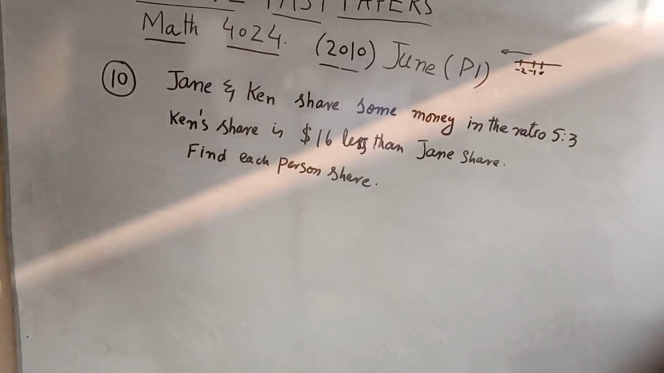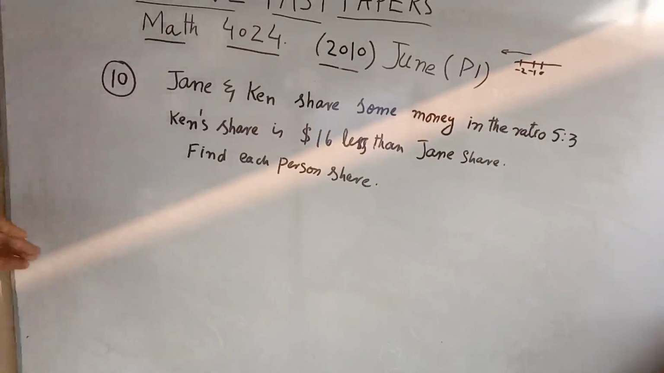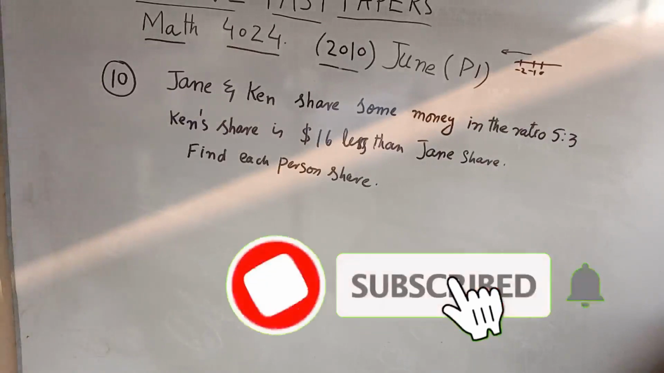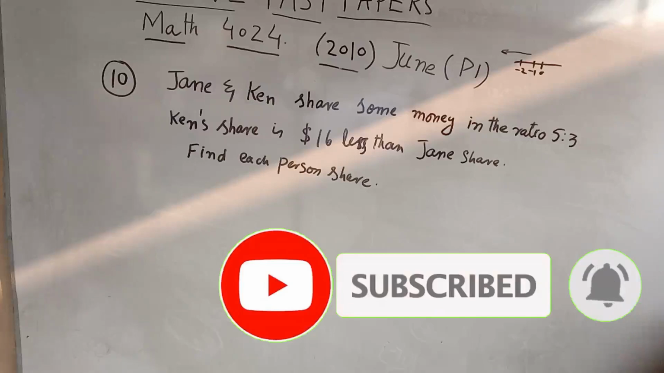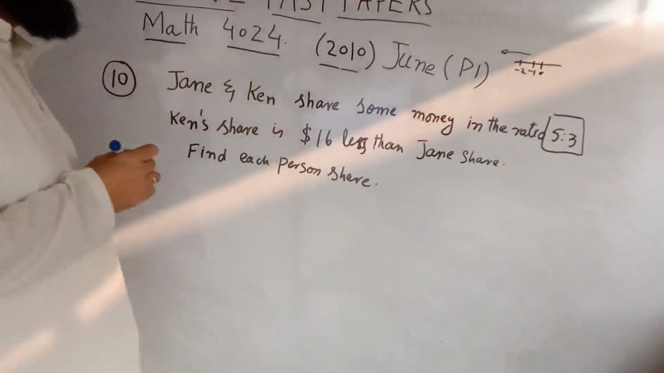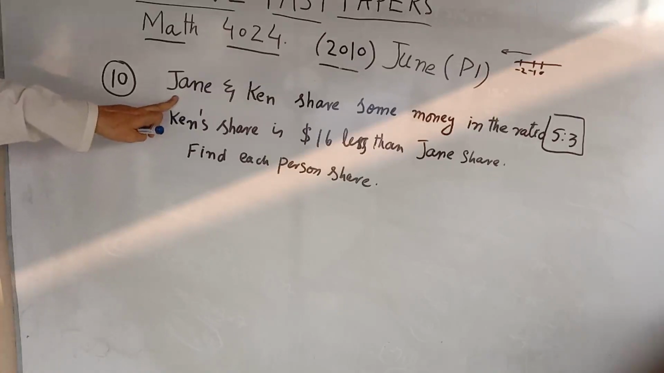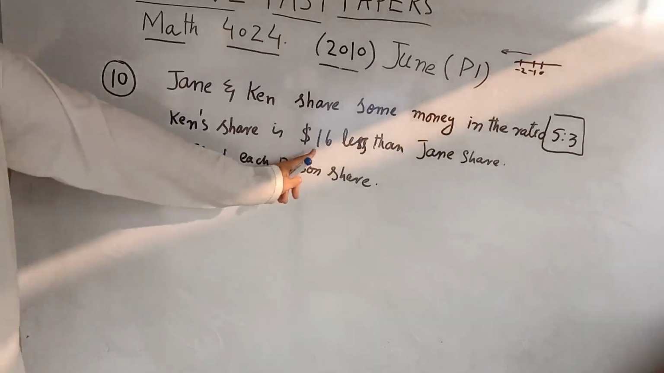Question number 10 is about ratio and proportion. Jane and Ken share some money in the ratio 5:3. Ken's share is $16 less than Jane's share. Find each person's share. So this is the ratio 5:3. If Jane gets 5 units, then Ken will get 3 units. Their difference will be 5 minus 3, 2 units. So Ken's share is 2 units less than Jane's share, and that 2 units is equal to $16.